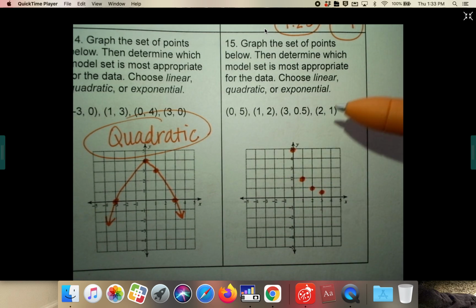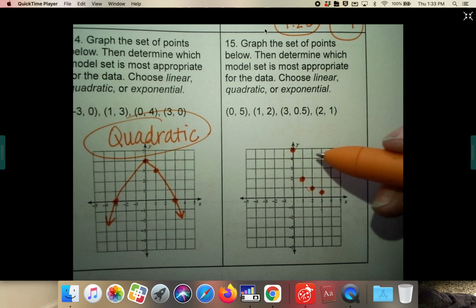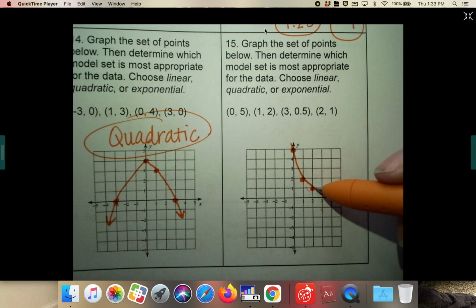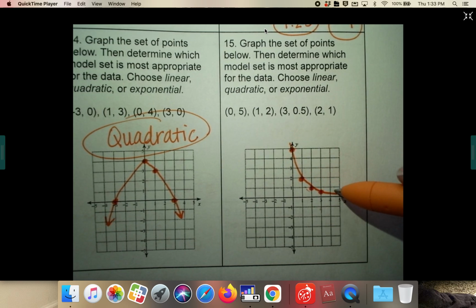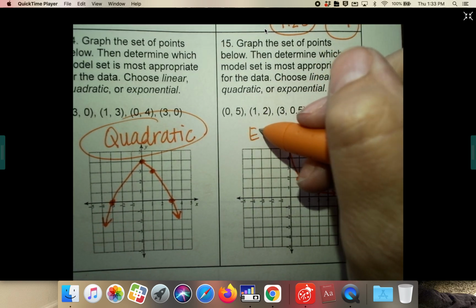Okay, I can see that this is a soft curve going really close to the x-axis but never really hitting it, so it is definitely a decay. It is an exponential graph where it's decaying at a rapid speed. So this is an exponential function.